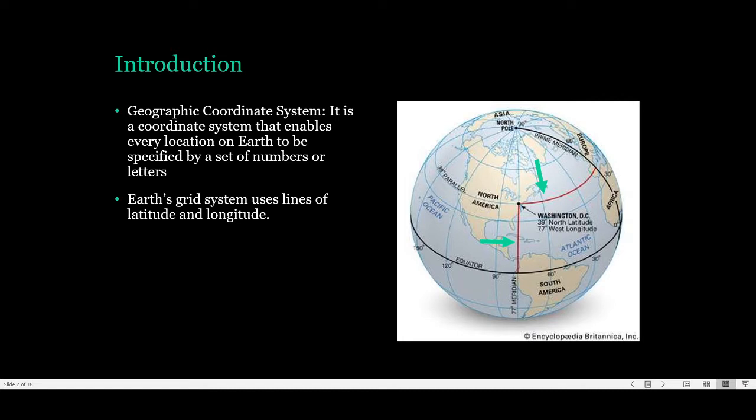So to begin, the geographic coordinate system is a coordinate system that enables every location on Earth to be specified by a set of numbers or letters. Earth's grid system uses lines of latitude and longitude. So this is an example of a globe, and if you've seen globes, you can see that there's a lot of lines extending from north to south, and then east to west. These lines are known as latitude and longitude.